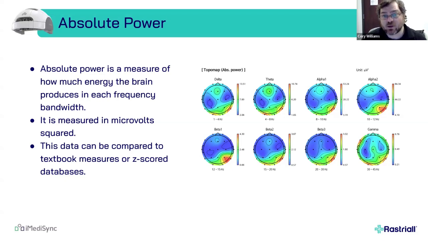So you can see this is broken down by bandwidth: delta, theta, alpha, beta. But we're also seeing on the head where this activity is most common or most prevalent. And the answer looks like kind of the right posterior in each of these. We typically measure this in microvolts squared, and we can use this to compare to z-scored databases, which will help us figure out how deviant this activity is from a normative measure.